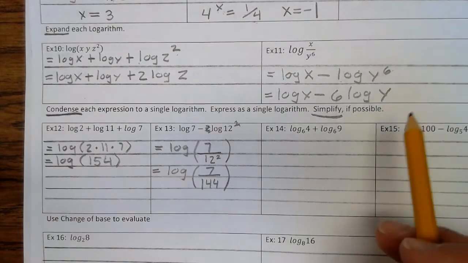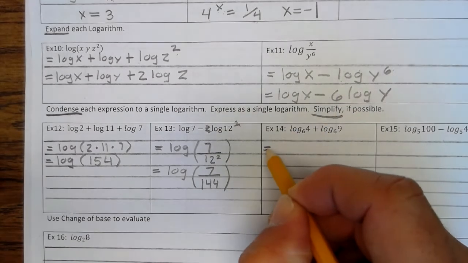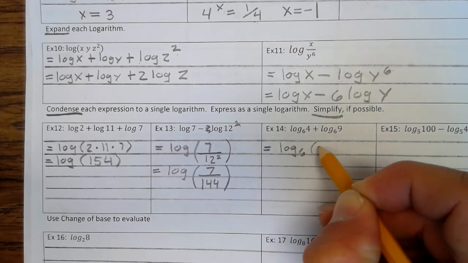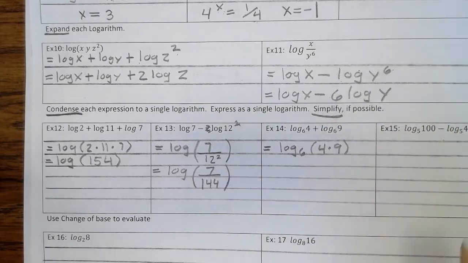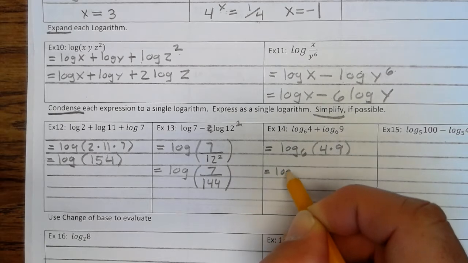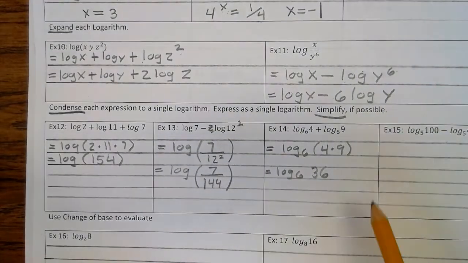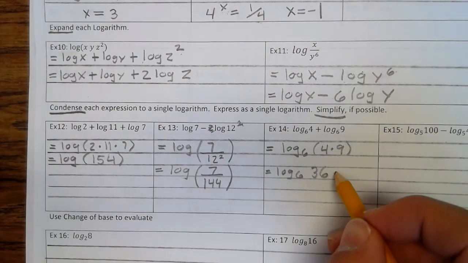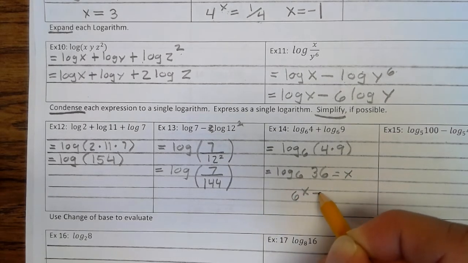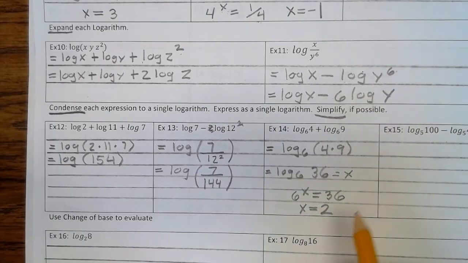All right, example 14, we're adding, so that becomes condensed as multiplication. So log base 6 of 4 times 9, which we're going to multiply. So that's log of 6 to 36. Well, here we know that we can make that equal to x. And so then we ask ourselves, well, 6 to what power equals 36? So that's 2, so x equals 2.